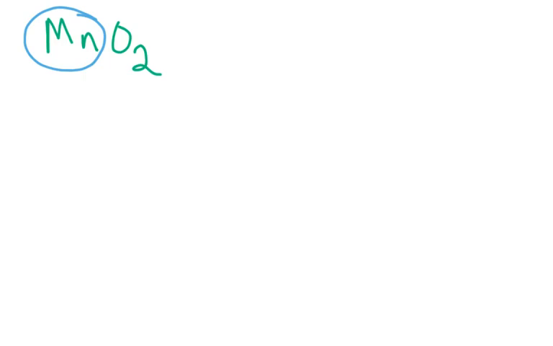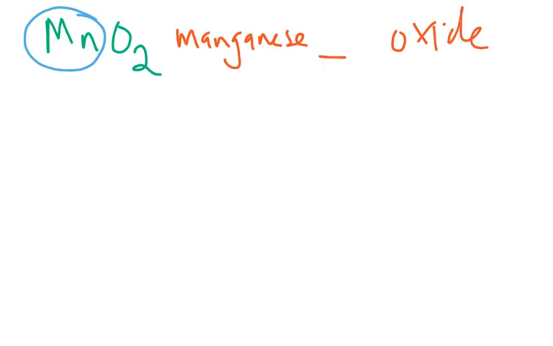The way we're going to come up with a name for this compound, we know that this compound is going to be called manganese oxide. I'm leaving a big space in the middle here, and that's for the Roman numeral that we're going to use to show what the charge is on manganese.